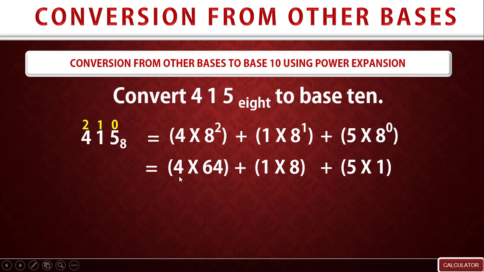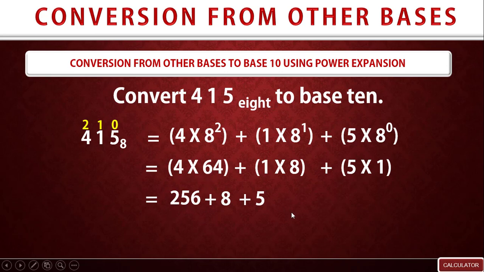Then the next thing is for us to multiply 4 times 64. You can use your calculator to do that. So that will give us 256. Then 1 times 8 will give us 8. And 5 times 1 will give us 5. So that's the reason why we have 256 here for 4 times 64.